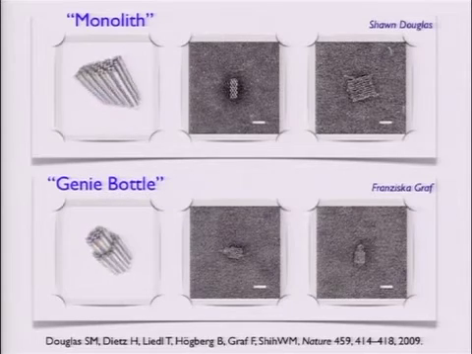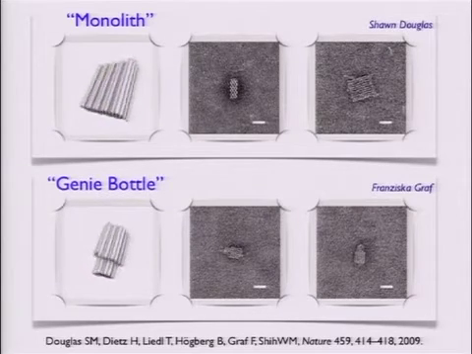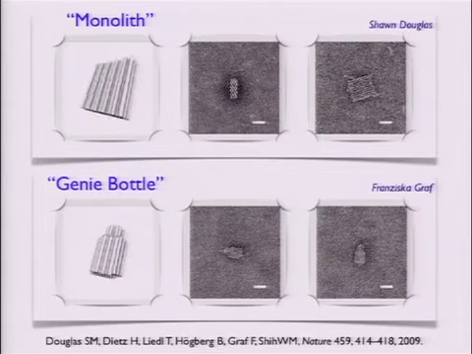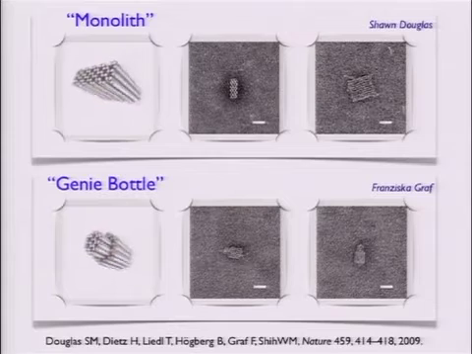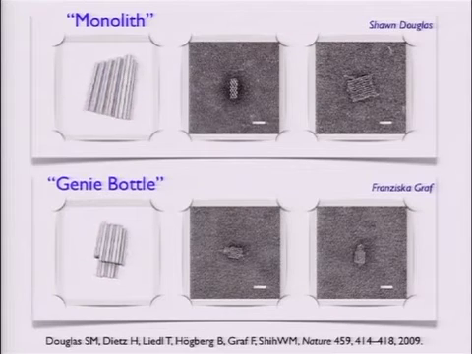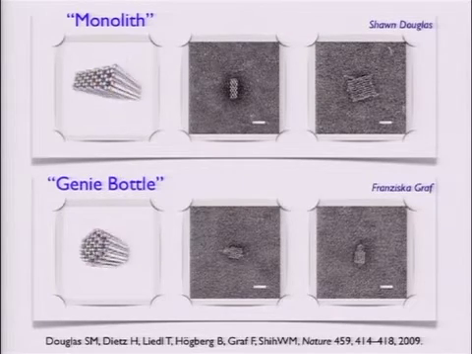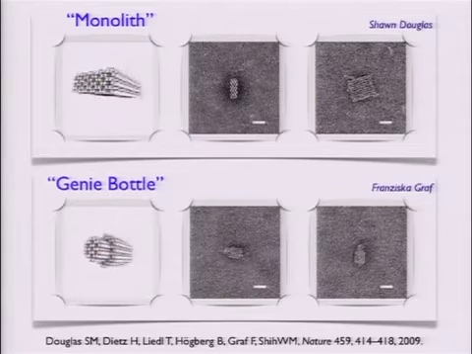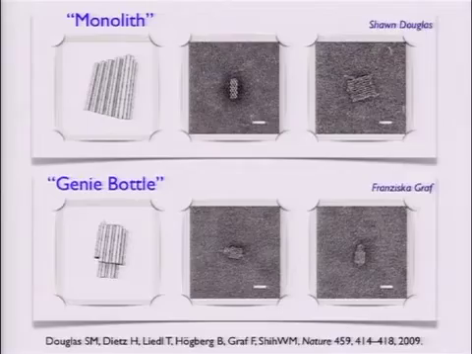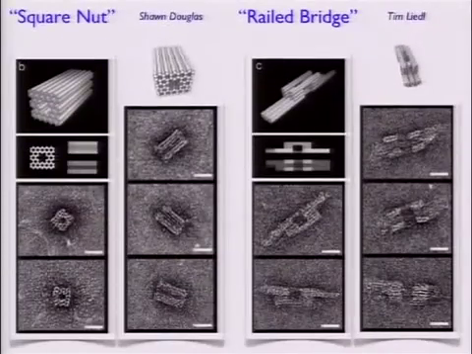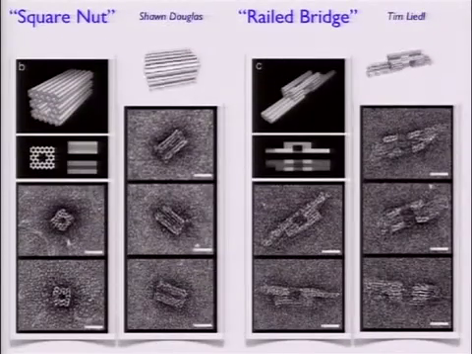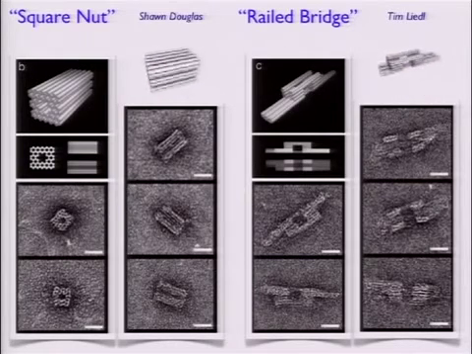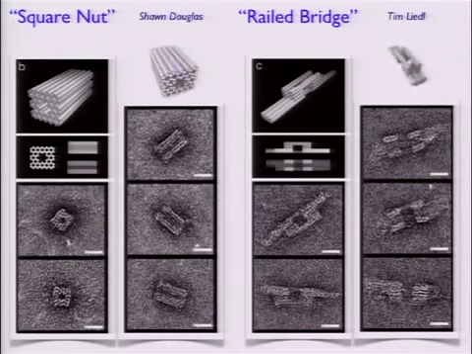Here's a structure built by Francisco Graf in the lab. We call it a genie bottle. Again, the scale bar is 20 nanometers. And we call it a genie bottle because in one version, not depicted here, we actually left a bunch of unfolded scaffold coming out of one of the ends. So it looked like it was reminiscent of wisps of smoke coming out of a bottle. This is another structure designed by Sean Douglas. We call it a square nut. It has a cavity that's about 6 nanometers across. Again, scale bar is 20 nanometers.